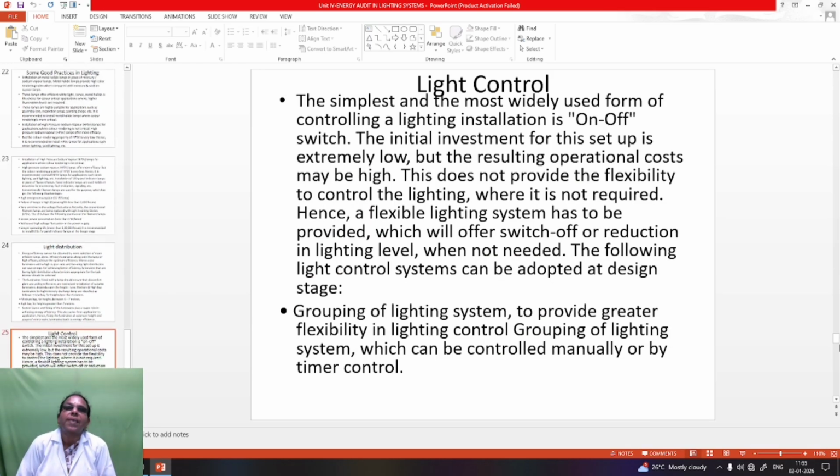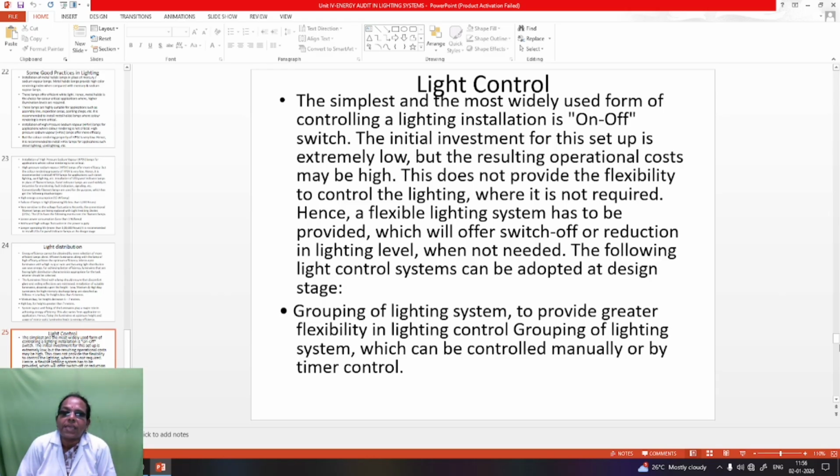Light control. The simplest and most widely used form of controlling a lighting installation is the on-off switch. The initial investment for this setup is extremely low, but the resulting operational cost may be high. This does not provide the flexibility to control the lighting where it is not required. Hence, a flexible lighting system has to be provided which will offer switch off and reduction in the lighting level when not needed. The following lighting control systems can be adopted at the design stage.